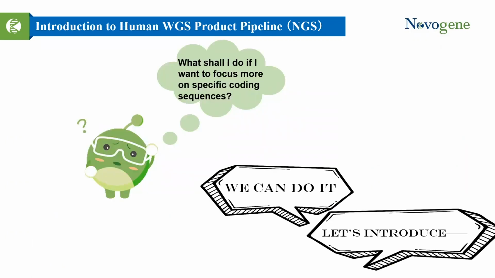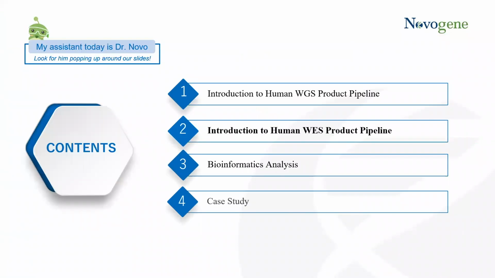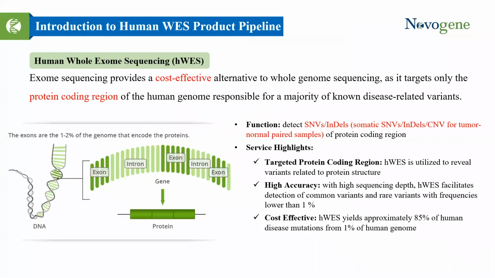So, I guess some of you may have thought like this: I don't need to sequence the whole genome. What should I do if I want to focus more on the specific coding sequences? The best answer for this is our whole exome sequencing service. Exomes take only 2% of the whole genome, but it is the region that encodes the protein and contains most of the genetic information.